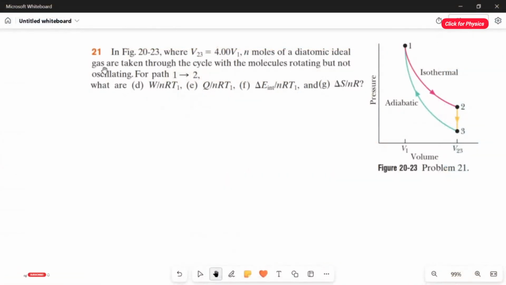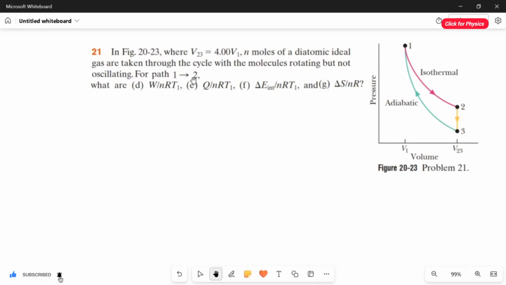The second part of problem 21. In the given figure, V3 is equal to 4V1. n moles of the diatomic ideal gas are taken through the cycle, with the molecules rotating but not oscillating. So now we are going to solve 4 parts, that means 4 subdivisions.